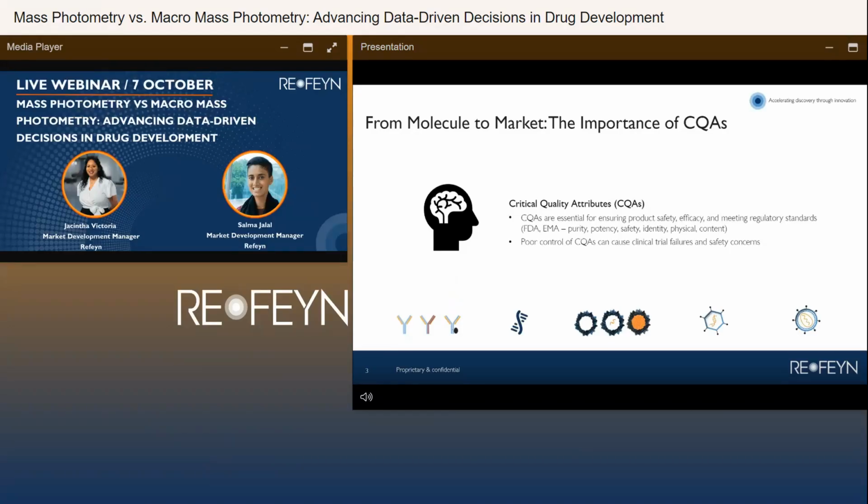So let's start off by taking a step back and looking at why we need to characterize biological drugs in the first place. Critical quality attributes, or CQAs, are defined by regulatory agencies and are essential to monitor throughout the drug development process, as they help ensure that the final product will be of high quality, safe, effective, and compliant with regulatory expectations. From previous experiences and industry learnings, we have seen that failure to adequately manage and monitor critical quality attributes can lead to serious consequences, including clinical trial failures and, in some cases, safety issues that could result in patient harm or even death.